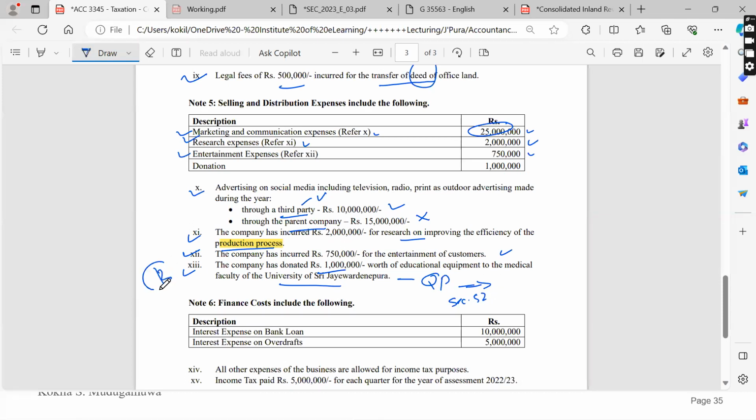You need to remember this part. Under section 52, you can deduct any amount donated to government or a specified institution. This will come under government and specified institution. So therefore, you can get a deduction under qualifying payment, but in the plus minus, no deduction.